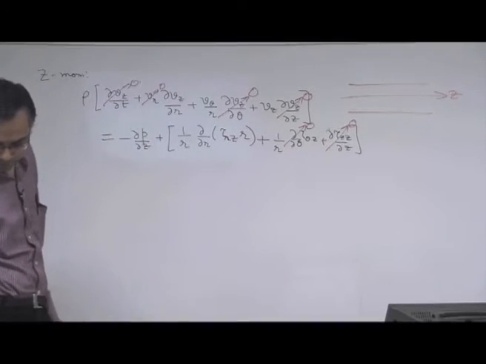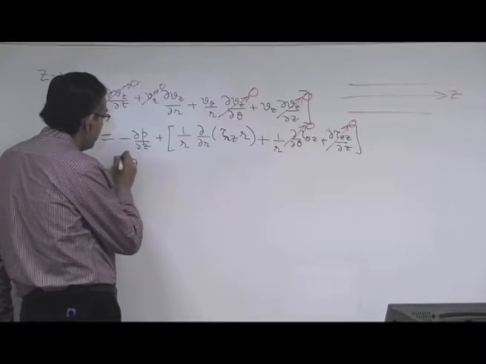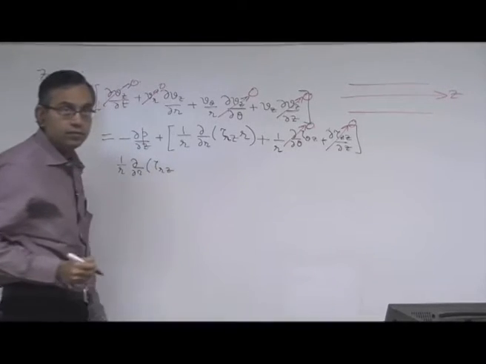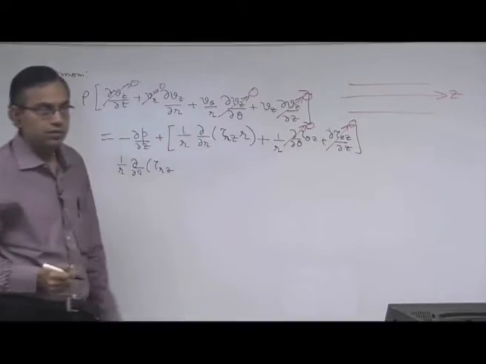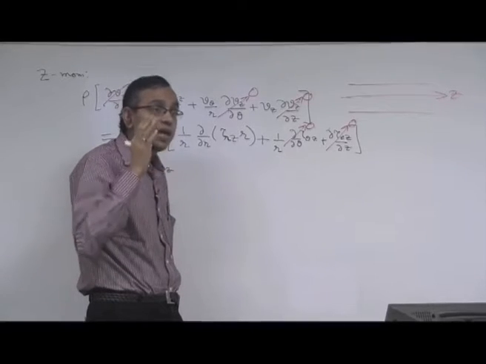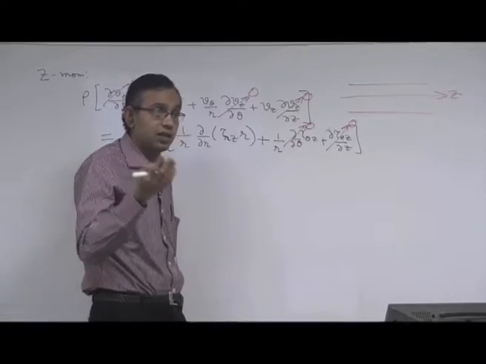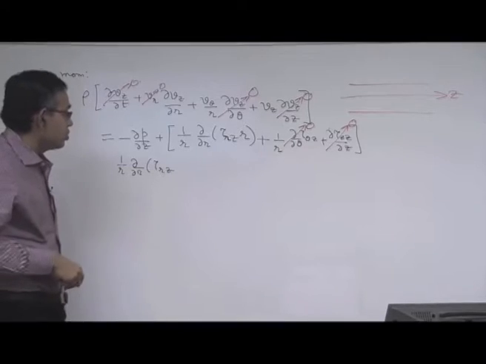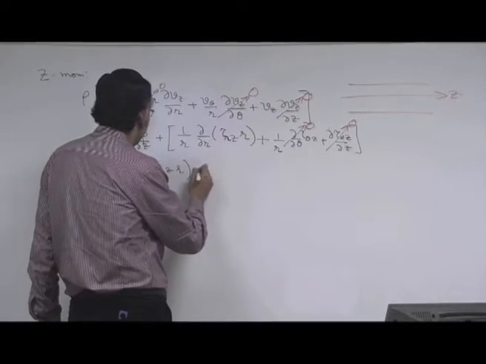So, you are left with 1 by r del del r of... what is tau zz dependent on? Tau zz depends on the derivative of vz with respect to z, and that is 0 for fully developed flow. So, tau rz into r is equal to del P del z.